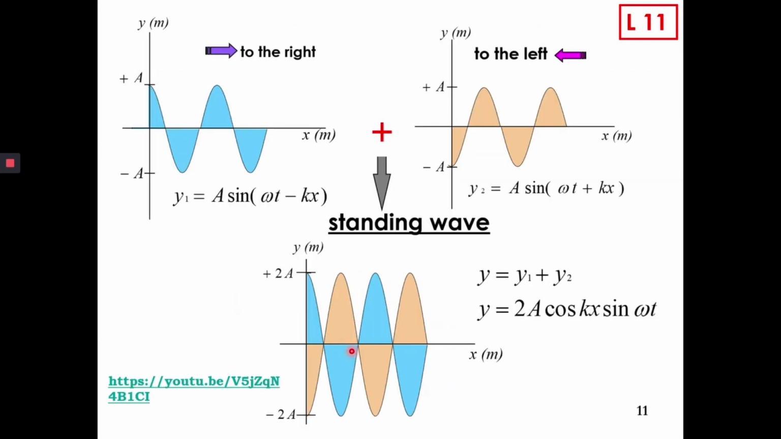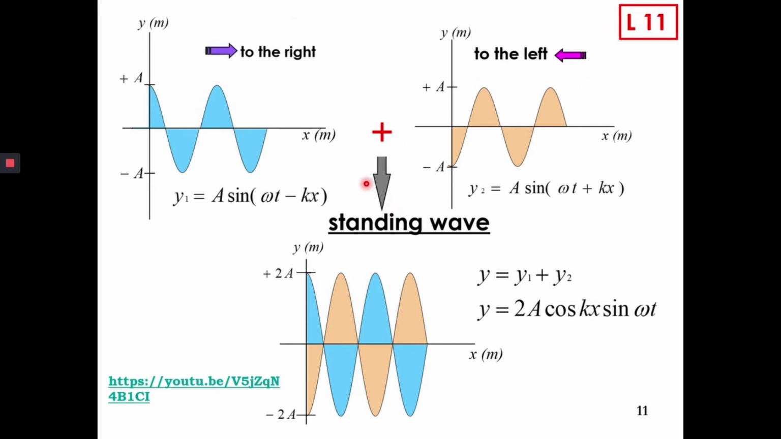Now this is the illustration of the first wave meeting the second wave. If we look at these two graphs, both have the same amplitude and wavelength, but the first wave moves to the right and the second wave moves to the left.